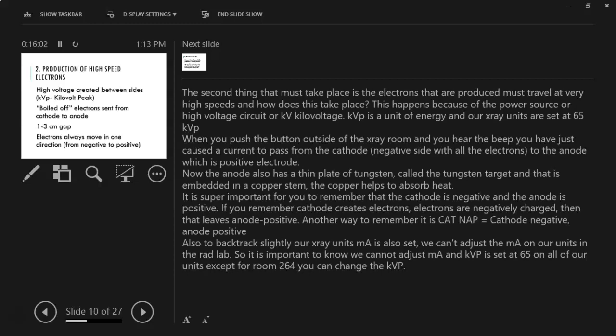Now there's enough of a boost of energy that they are able to fly over to what we call the anode, on the opposite side. They boil off from their cloud, and when we give them that boost of high voltage by pushing the exposure button on the X-ray, those electrons go from the cathode over to the anode. The current passes from the cathode, which is negative, to the anode, which is positive. And because opposite charges attract, that's what helps to carry them over.